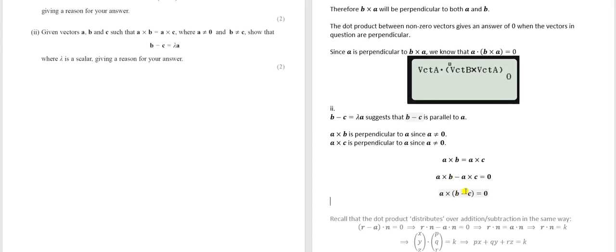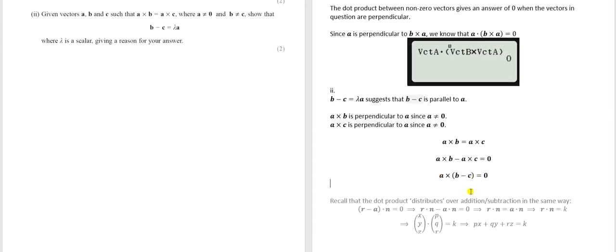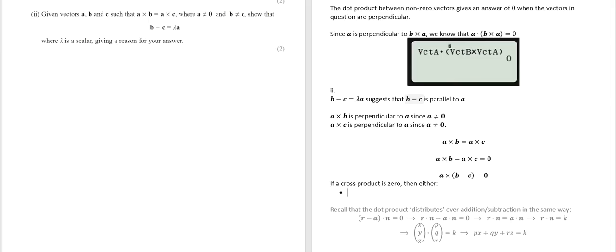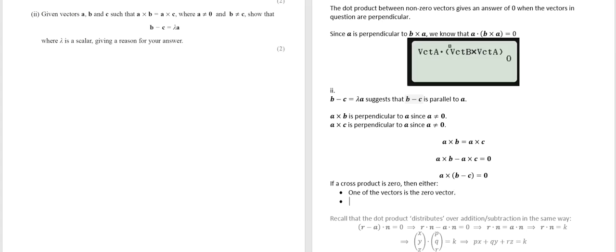We already said that the cross product gives vectors perpendicular to both. What does it mean if it gives an answer of 0? Well, there are only a couple of ways you can get an answer of 0. If a cross product is 0, then either one of these things must be the case. One of the vectors is the 0 vector, or the two vectors in question are parallel.